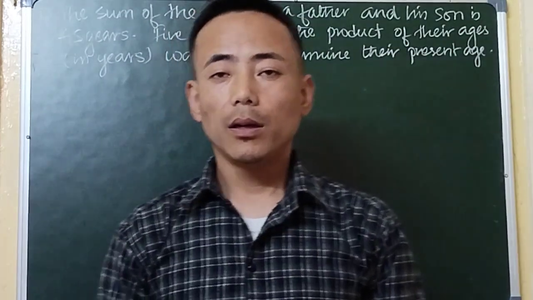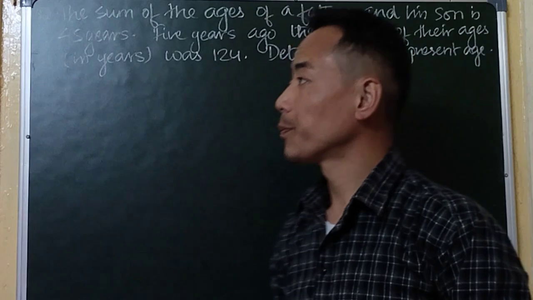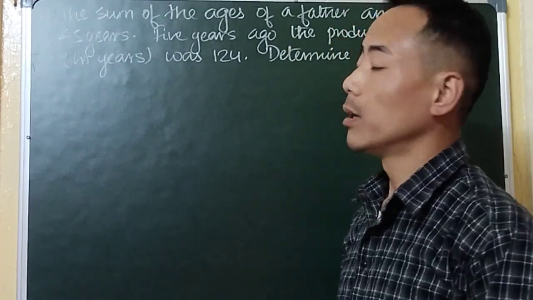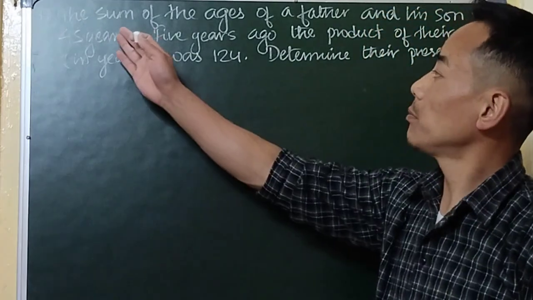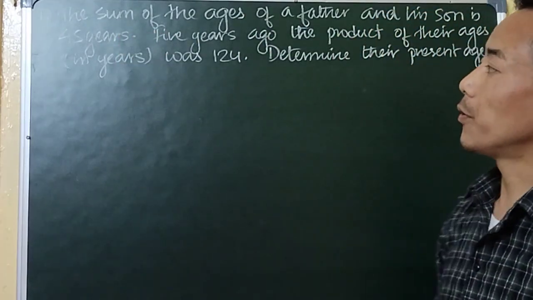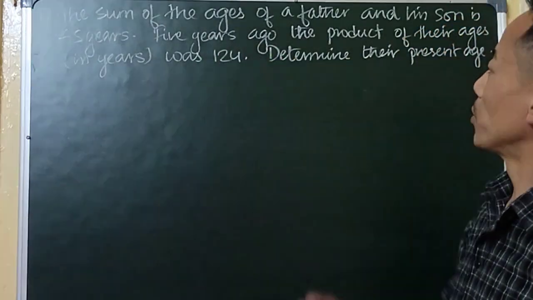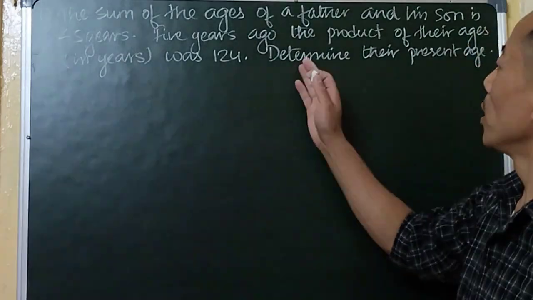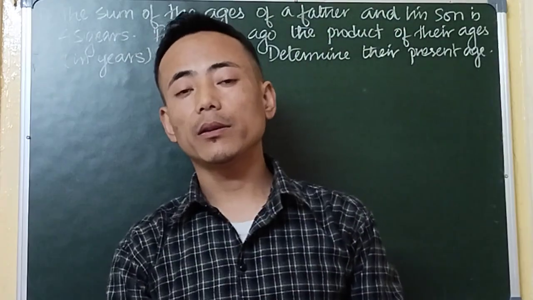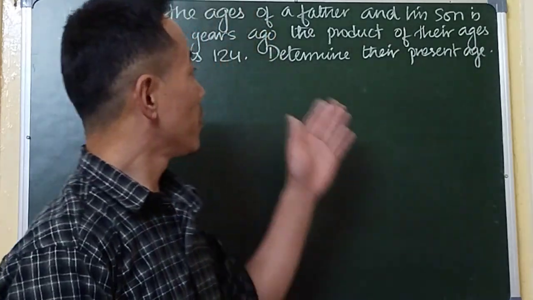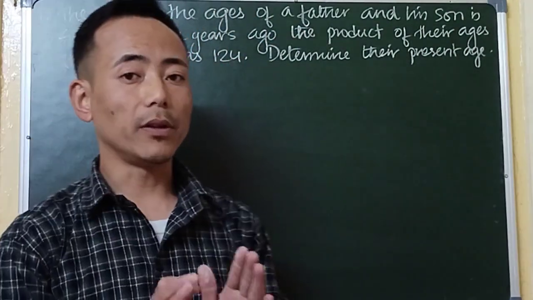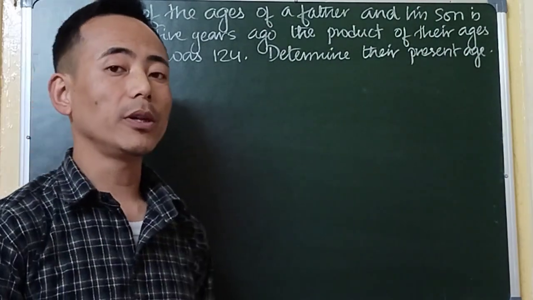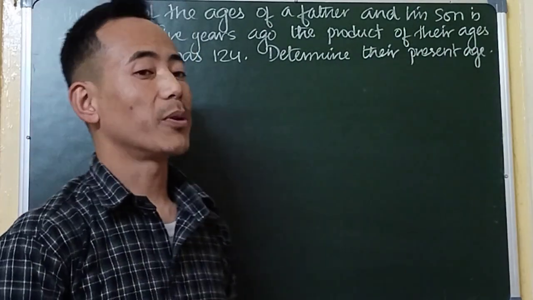Okay, so let's do the next question. This is question number 5. In this question we are discussing an age related question. The question says the sum of the ages of a father and his son is 45 years. 5 years ago the product of their ages in years was 124. Determine their present age. So we have father and son, and the sum of their present age is 45 years. And 5 years ago, if we take the product of their ages, it will come out to be 124. So you have to calculate their present age.